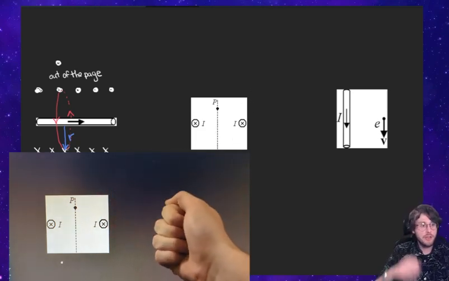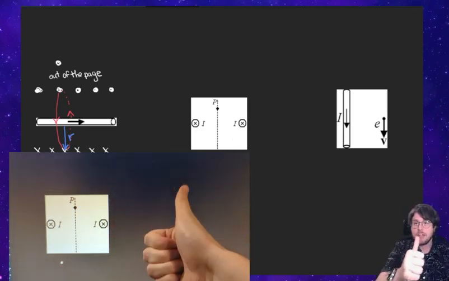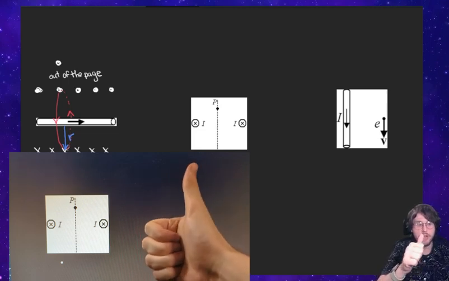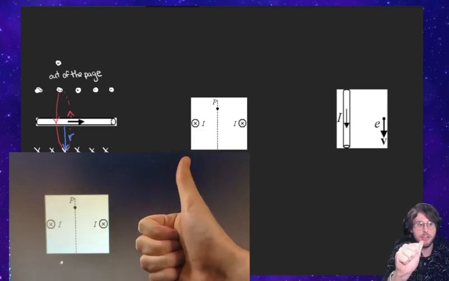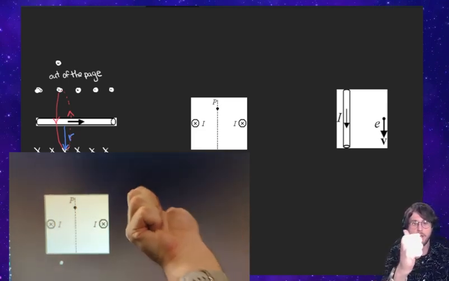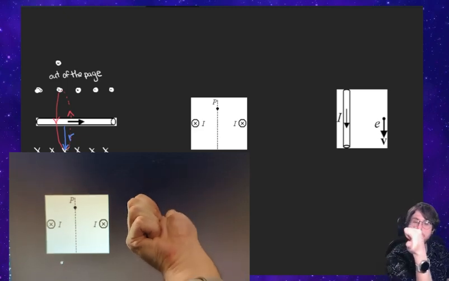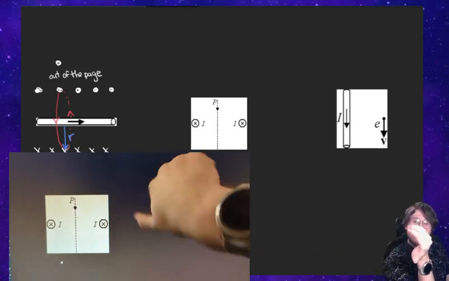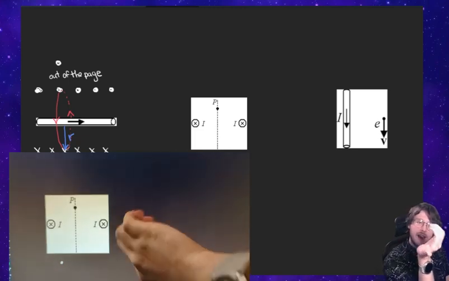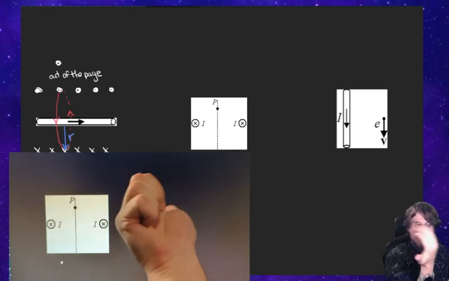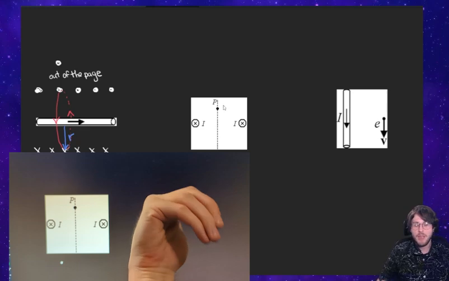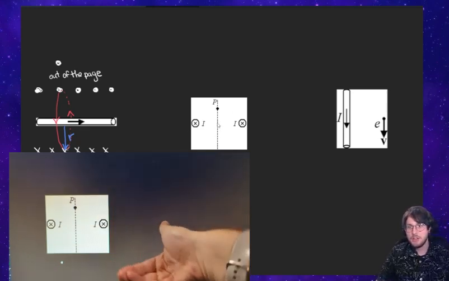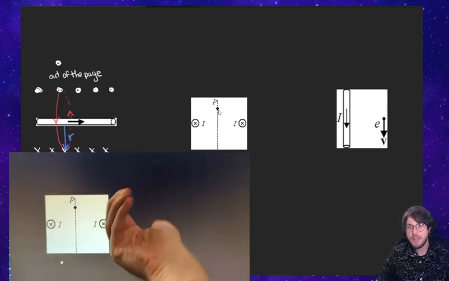So in this case, again, make a thumbs up. And here, because the currents are going away from us, they are going into the page. So you're going to take your thumb and turn your hand around so that your thumb is pointing into the page. And in this case, your fingers are going to be curling in a clockwise direction if you've done that right. And so with this left wire, clockwise is going to look something like this.